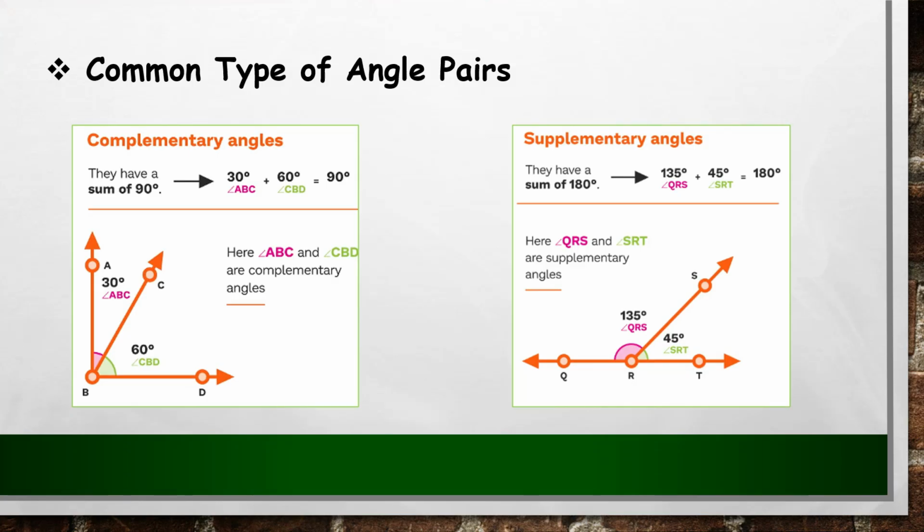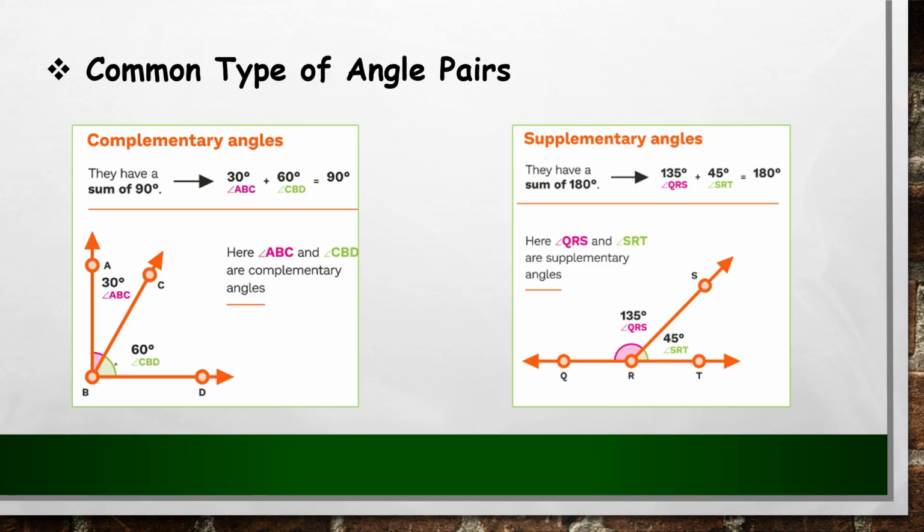Now, common type of angle pairs. The third one is what we call complementary angles. And then, of course, the fourth is what we call supplementary angles. Now, what's the difference between the two? So, complementary angles, these are angles with a sum of 90 degrees.